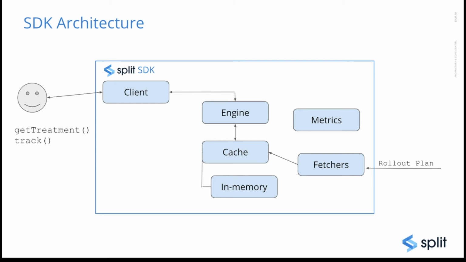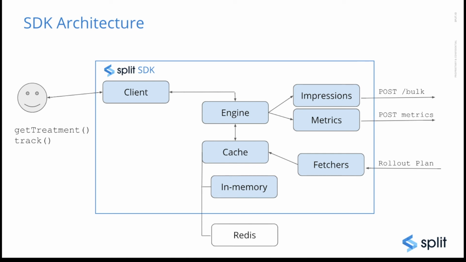Then we have a getTreatment call and or a track, and now we have impressions and we have metrics. So then the SDK will actually send and post these impressions into the cloud server. The SDK can also connect to an outside database to store all the cache instead of in memory. This way, we have to use a different process called synchronizer to actually do all the heavy lifting of sending the data back to the Split cloud.